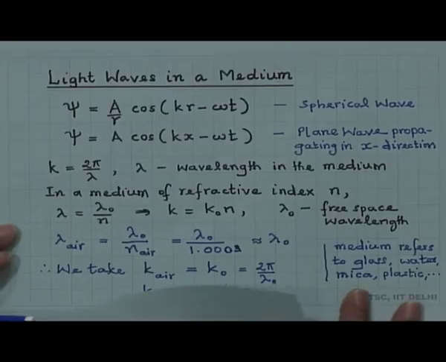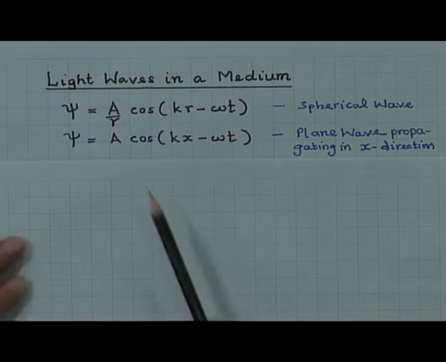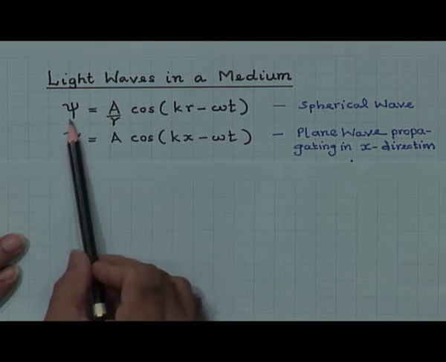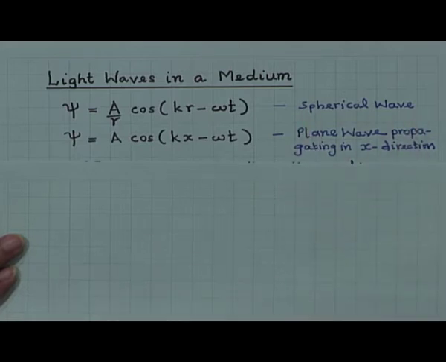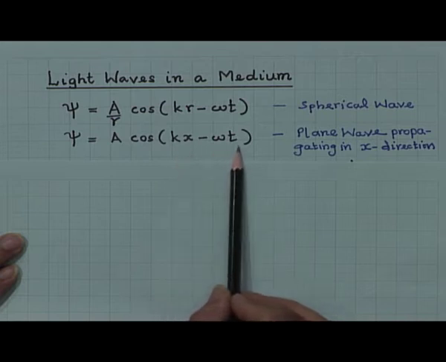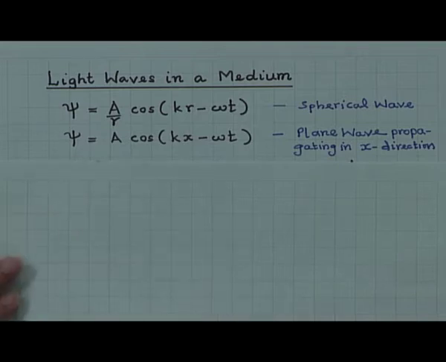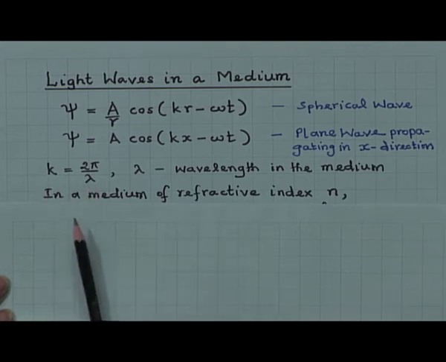First, light waves in a medium. Let me slowly go point by point. The wave is represented by a disturbance psi equal to A by r cos k r minus omega t, which is a spherical wave. We have already seen this, and a plane wave psi equal to A cos k x minus omega t is a plane wave propagating in the x direction. Now, what is k? k is equal to 2 pi by lambda, where lambda is the wavelength in the medium.